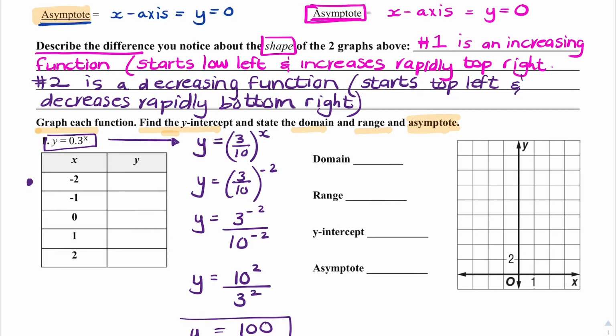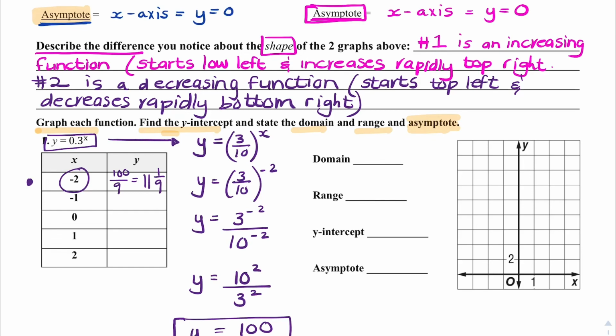No calculators, using mental math and exponent rules. So if I go back into my table, when x is negative 2, y is equal to 100 over 9, which could also be written as a mixed number, 11 and 1/9. Now you would do the same for each of these numbers.